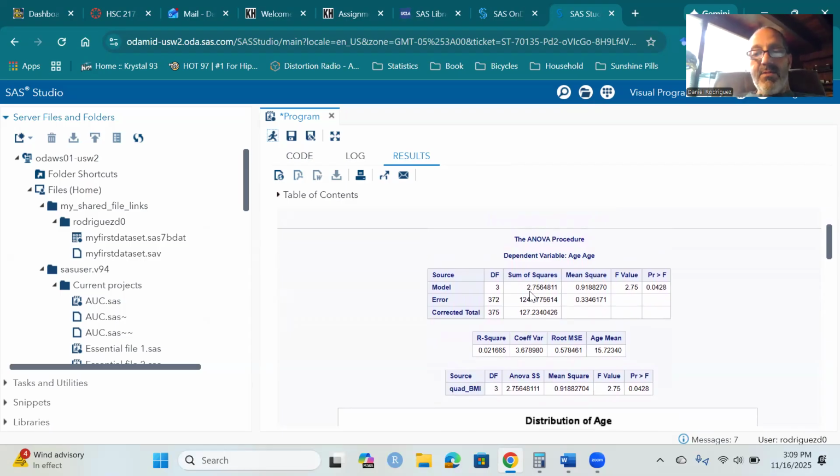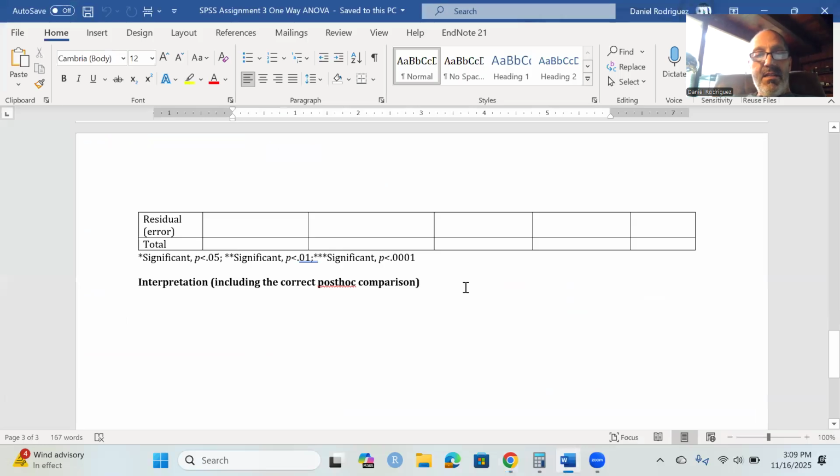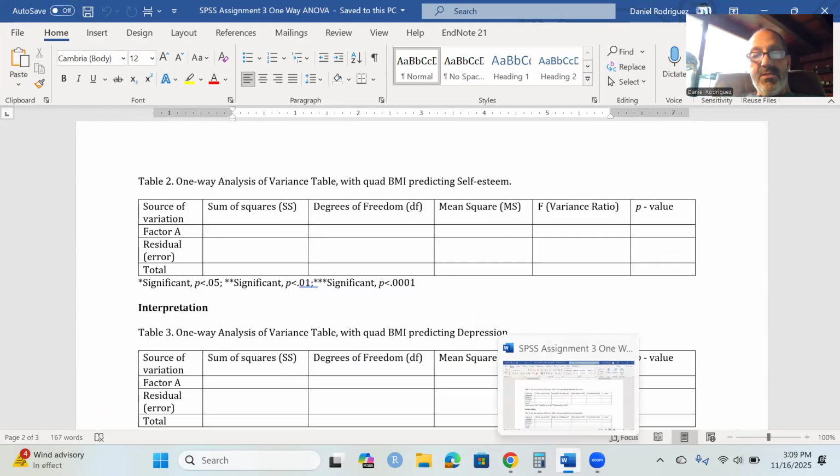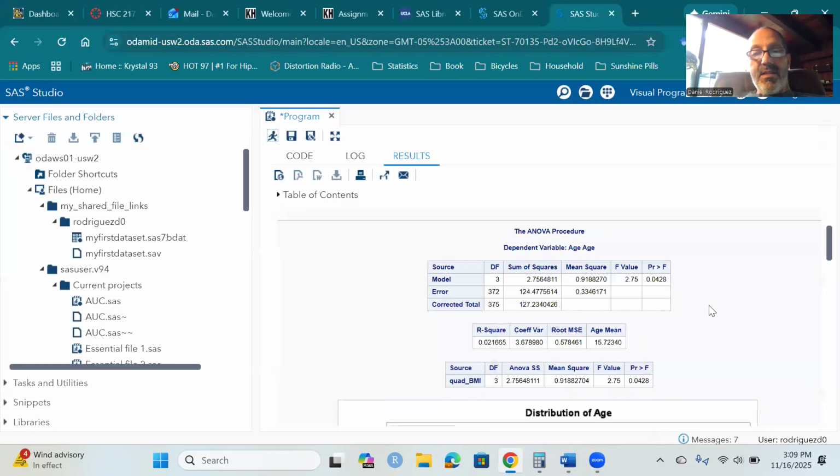This is the same table as you'll see here, right? This is the same table. It's structured the exact same way. Essentially, you're just copying that information into that table. That's your standard ANOVA table.